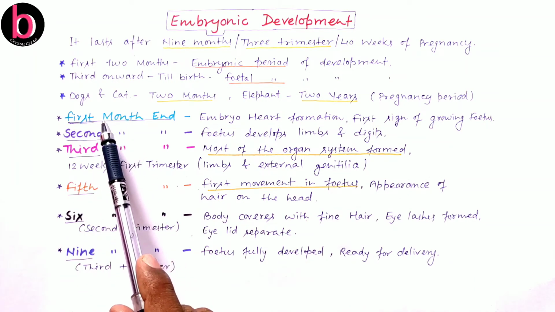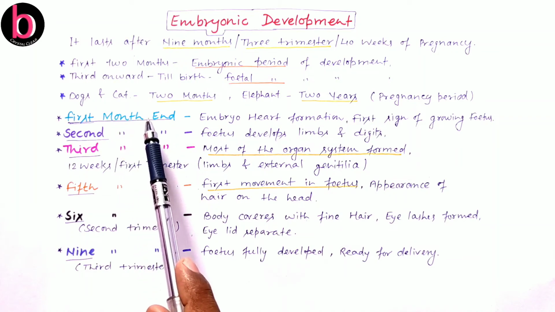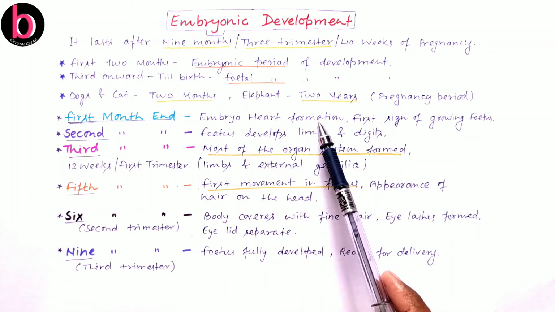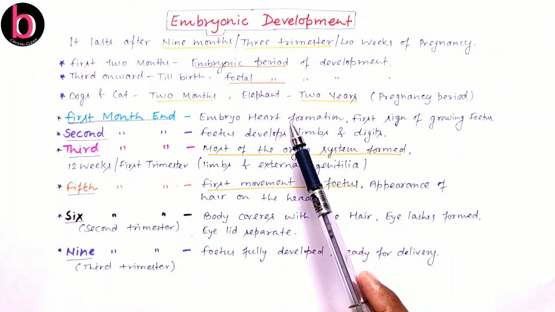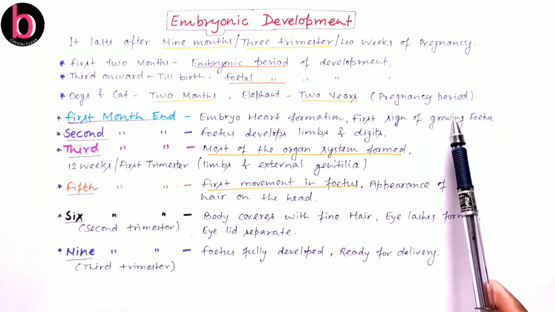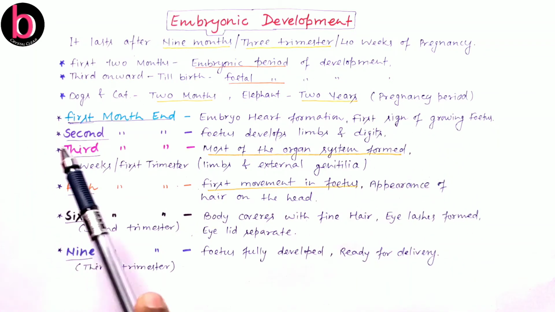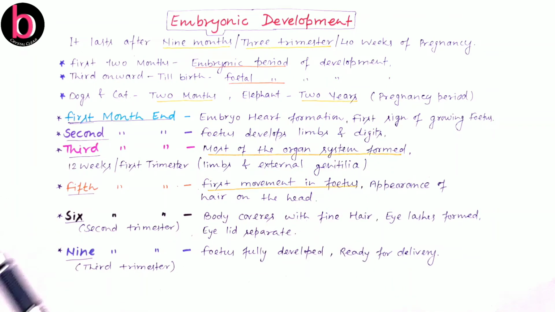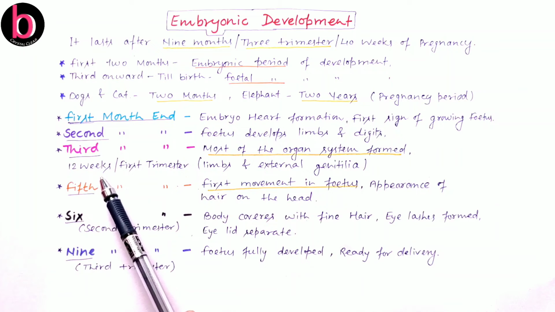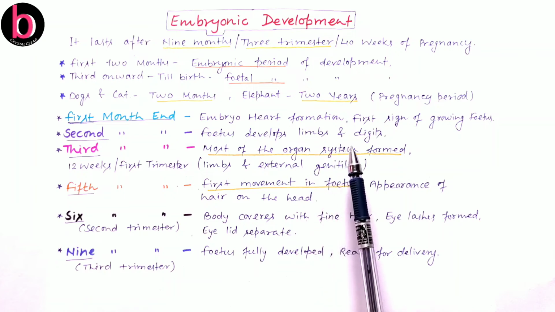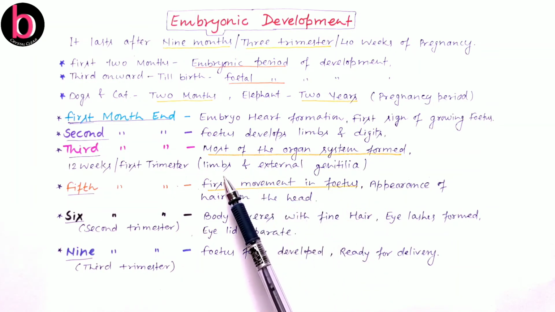First, this is about the end of the first month of pregnancy. During the end of the first month, the embryo's heart is formed that can be heard by use of a stethoscope, and this is the first sign of a growing fetus in the mother's uterus. At the end of the second month, the fetus develops limbs and digits. At the end of the third month, that is after 12 weeks or the first trimester, most of the organ systems develop in the growing fetus, for example limbs and external genitalia.